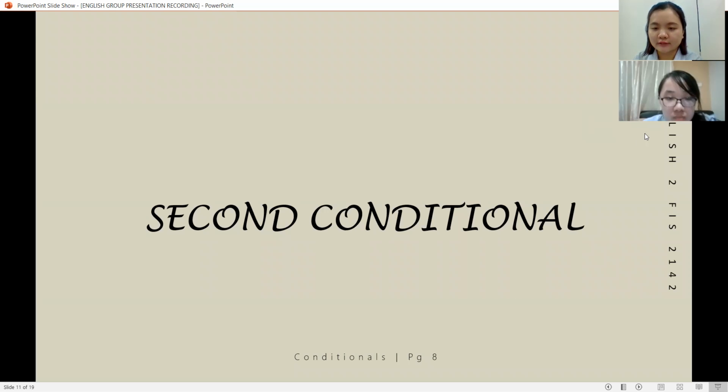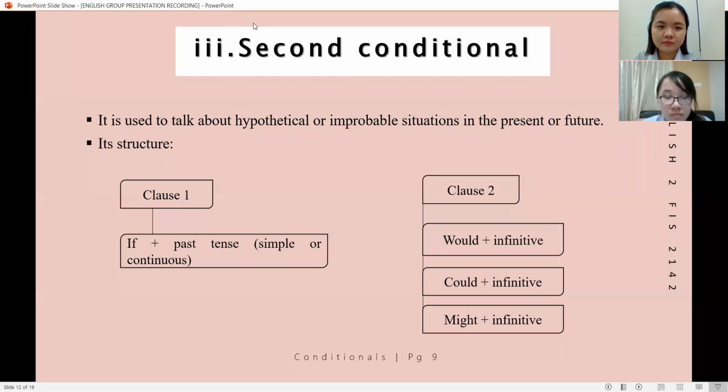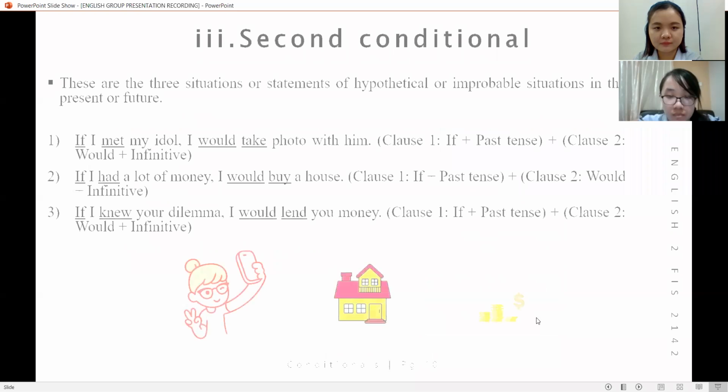Next, I will be explaining the second conditional. The second conditional is used to talk about hypothetical or improbable situations in the present or future. This is its structure. Clause 1 is if plus past tense. It can be in simple or continuous form. Then clause 2 will be would plus infinitive, could plus infinitive, or might plus infinitive.